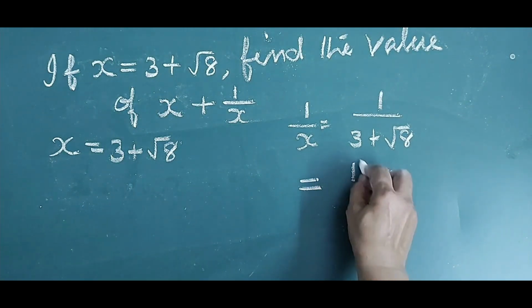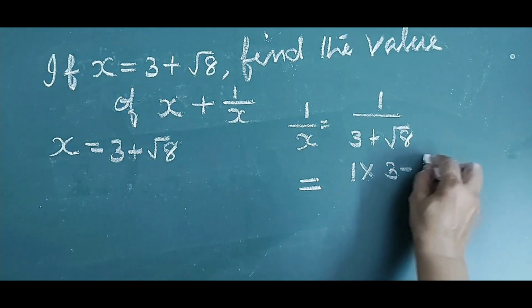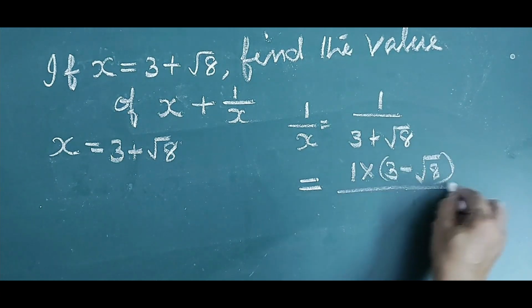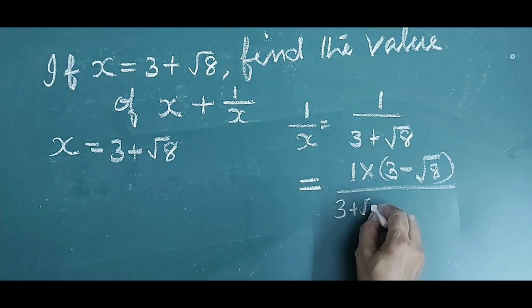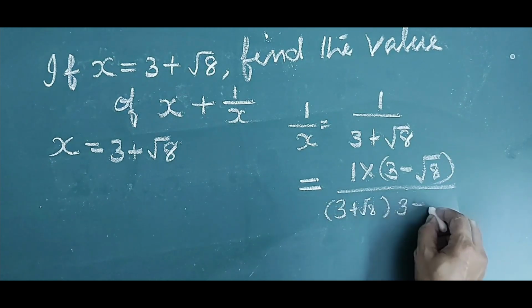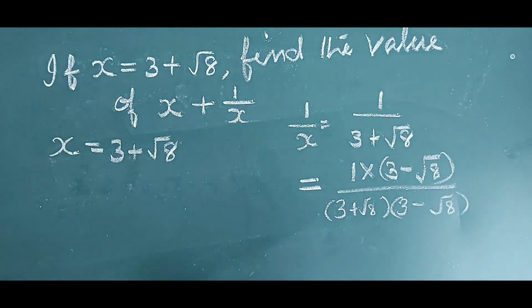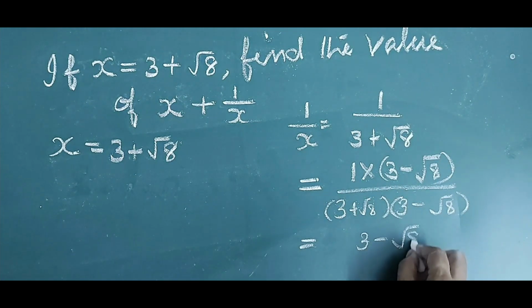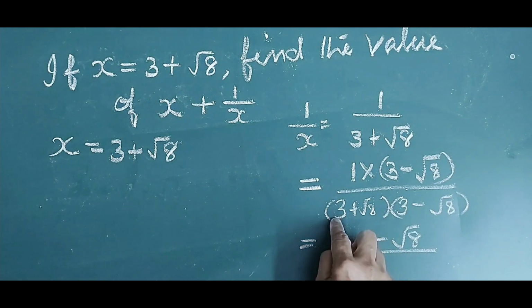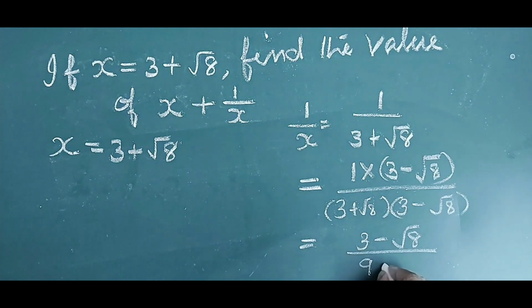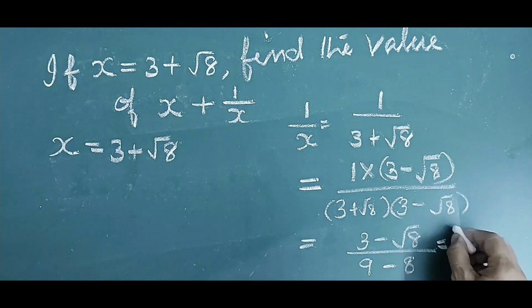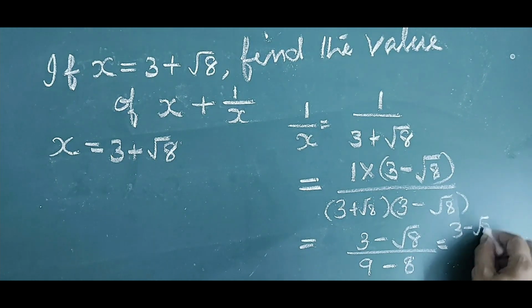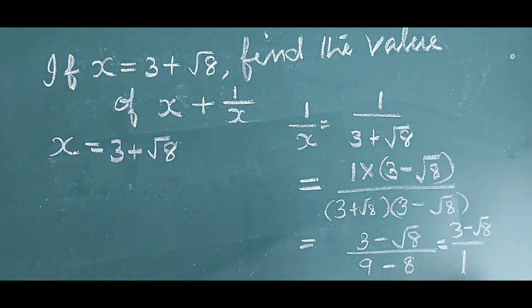So, 1 into 3 minus root 8 upon 3 plus root 8 into 3 minus root 8. And we know this is 3 minus root 8 by 3 square, that is 9, minus root 8 the whole square, that is 8. So 3 minus root 8 by 1 is the value of 1 by x.